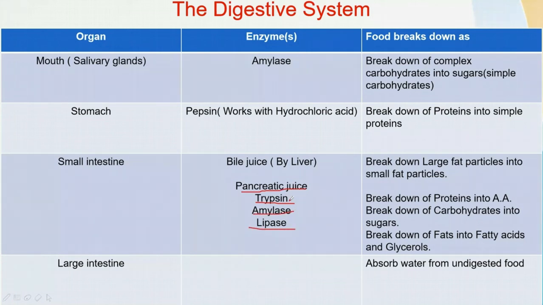Trypsin breaks down proteins into amino acids. Amylase breaks down carbohydrates into sugars. Lipase breaks down fats into fatty acids and glycerol. Means most of the digestion takes place in the duodenum part.